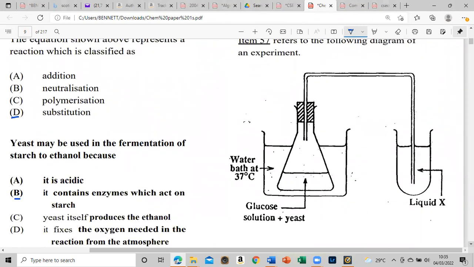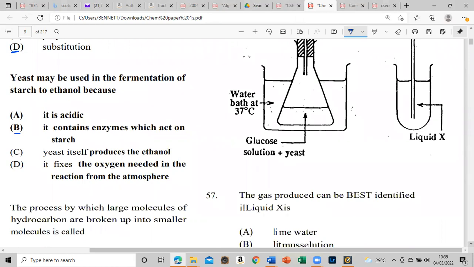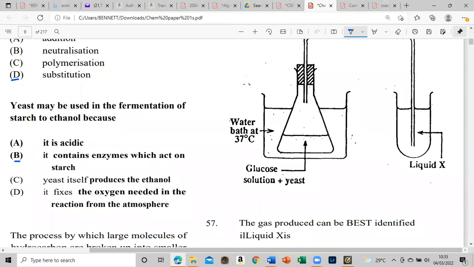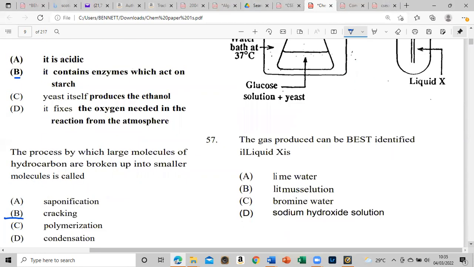Number 57, refer to the following diagram and experiment. Glucose plus yeast and water at 37 degrees, and we have liquid over there. The gas produced can be best identified if the X is lime water, litmus solution, bromine water, or sodium hydroxide solution? I'm going to go with A, lime water.